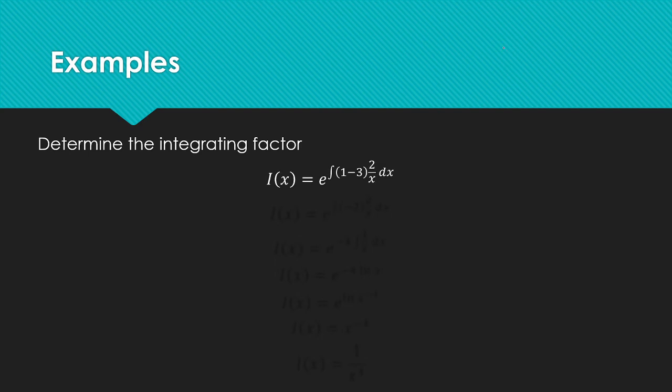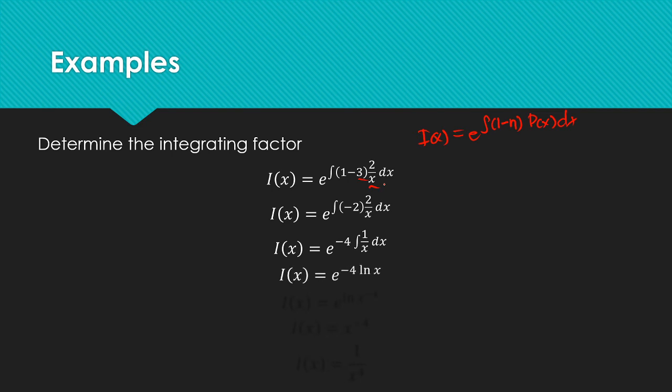Remember that the integrating factor is I of x is equal to e raised to the integral of 1 minus n times p of x dx. N natin is 3. P of x natin is 2 over x. So, we will have 1 minus 3, negative 2. So, we will have negative 4. Labas na natin yung negative 4 na yon. Matitira is integral of 1 over x dx. So, we will have negative 4 ln x, since ang integral ng 1 over x dx ay ln x.